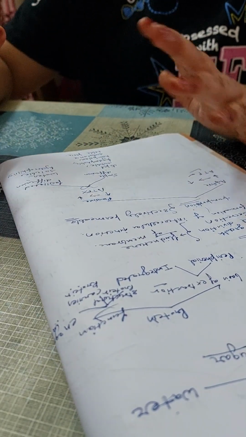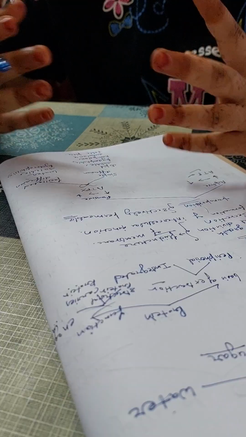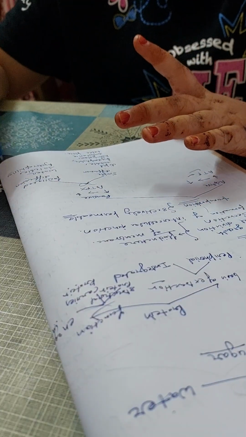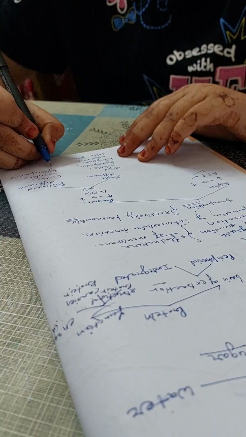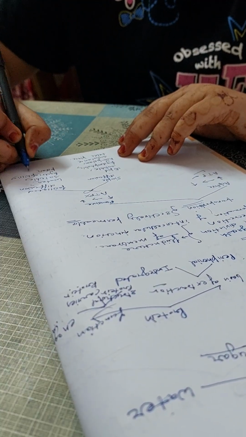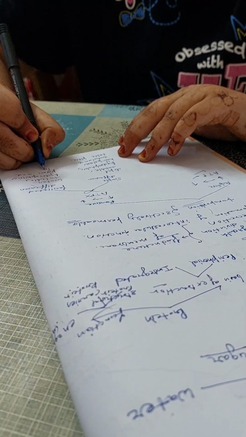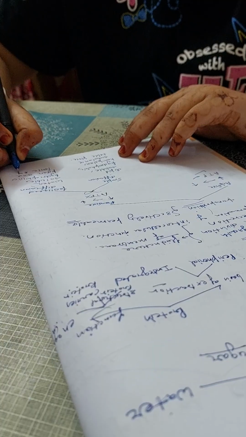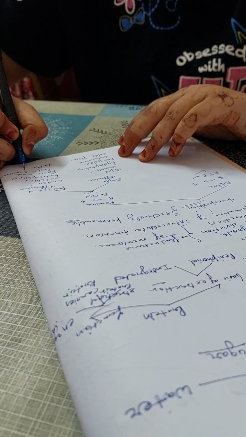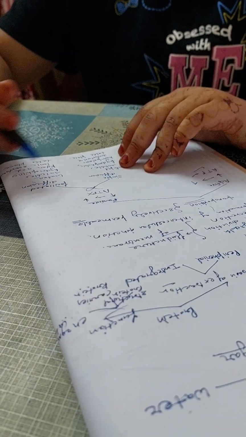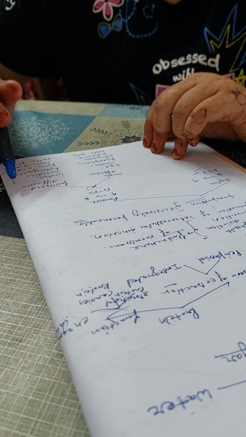Hydrophobic is a substance which hates water, and hydrophilic is a substance which loves water. So hydrophilic substances are polar and ionic. Transportation of these substances takes place in facilitated diffusion.